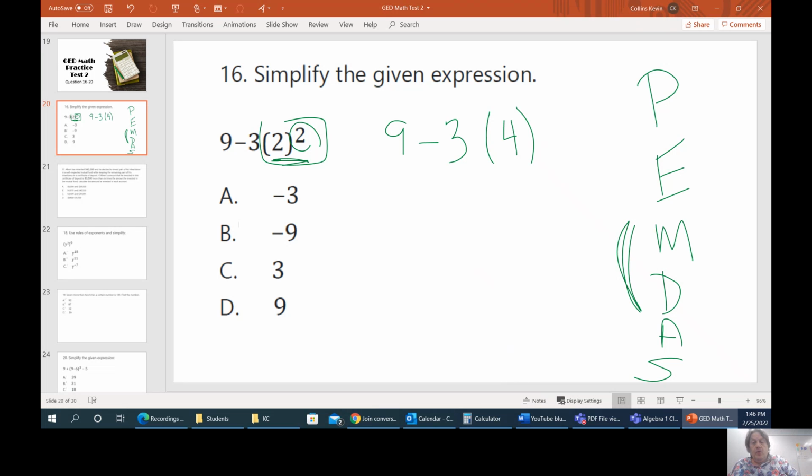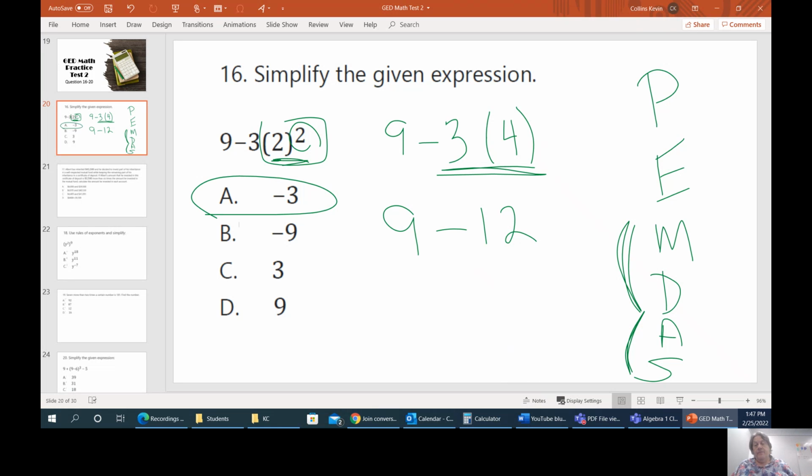The next part is we want to multiply before we do any adding and subtracting. So that means these guys. I've got minus 3 times 4, that's going to be negative 12. So I have 9 minus 12. There's no adding, but there is some subtracting here. That's what these are, adding and subtracting. So our final step here is we do 9 minus 12, which would be negative 3.